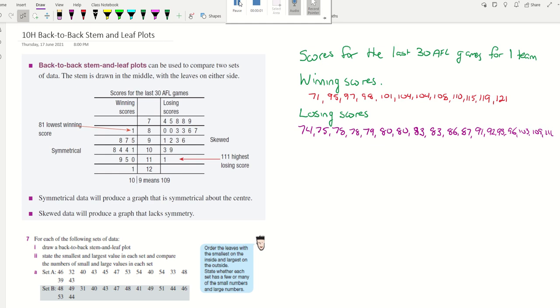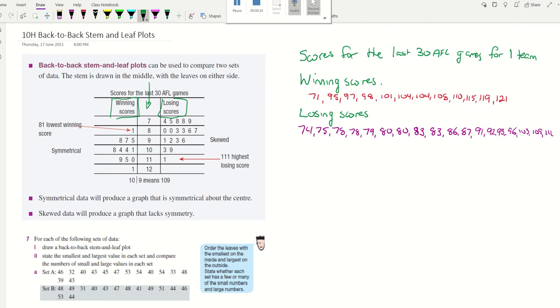Okay, today we're going to have a look at back-to-back stem and leaf plots. So back-to-back stem and leaf plots have got two sets of data on them. There's one set on the left-hand side and one set on the right-hand side of this central area here. Now, you have done stem and leaf plots last year.